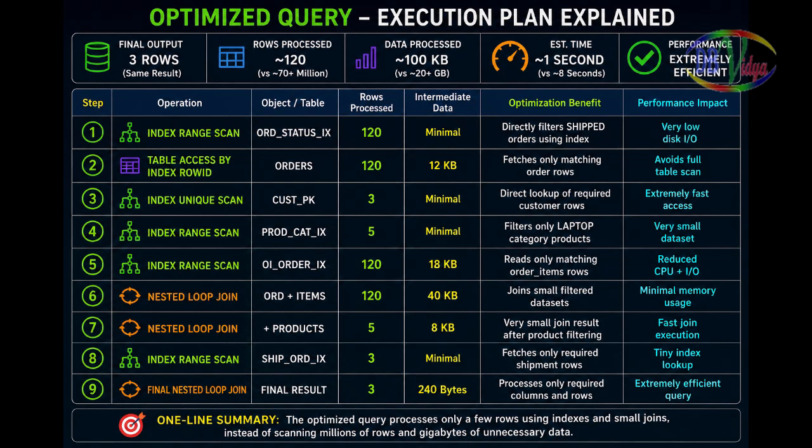And the result of this small change is very low disk IO. It is avoiding full table scans. It's extremely faster access because it is using index scans. Very small data sets in the joins also. Minimal memory usage, minimal temp usage, reduced CPU IO. Extremely efficient way. So in this way, by looking at the explain plan, you can check it out. Where to look at it, what to look at it.